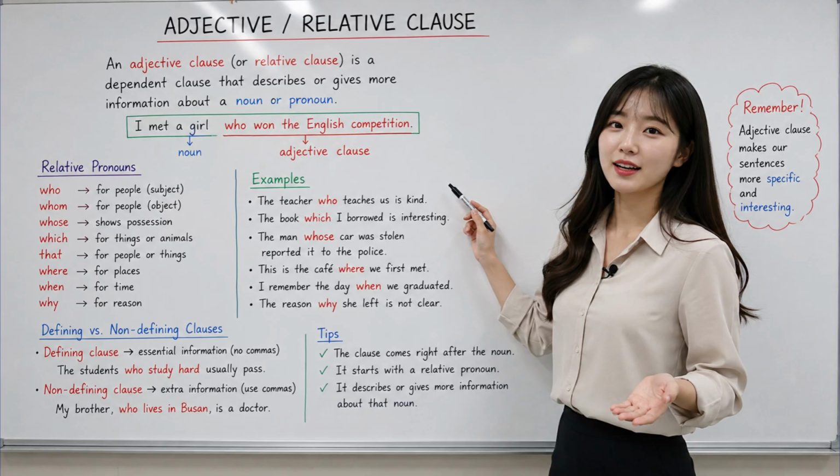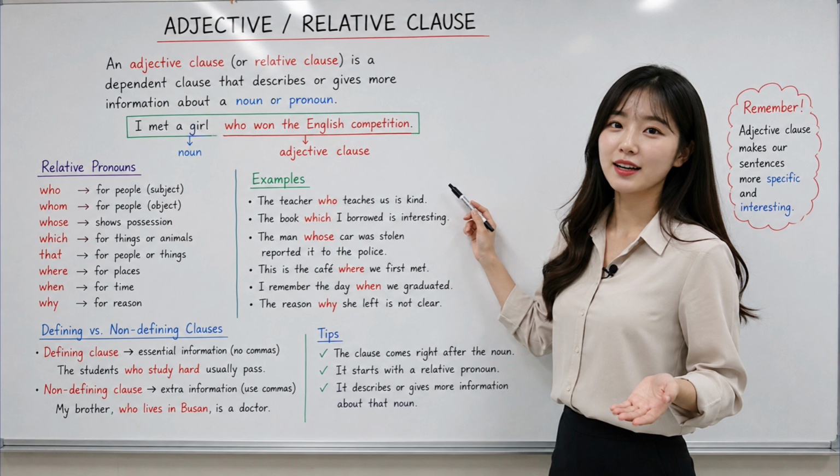Review your writing. Whenever you finish an essay or paragraph, check whether you can combine short sentences with adjective clauses to make your writing more fluent and cohesive. Keep practicing, and before long you'll find yourself using adjective clauses naturally in conversations, presentations, emails, and academic writing.